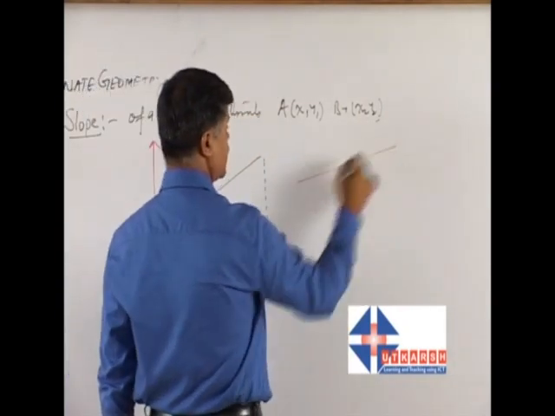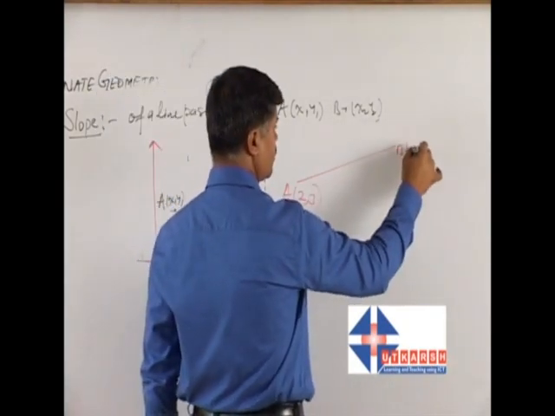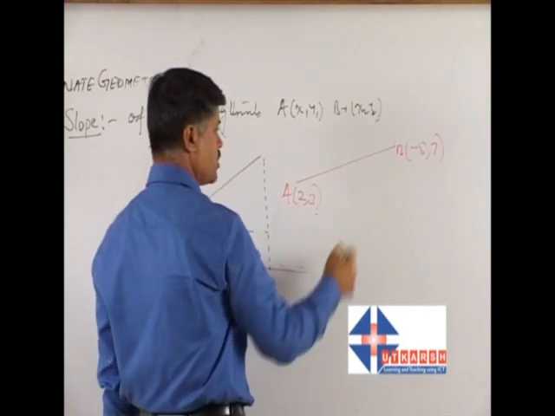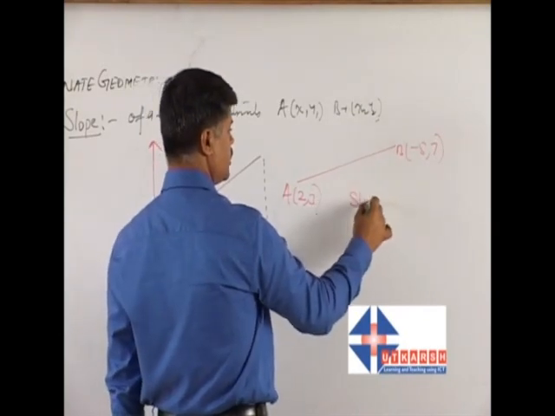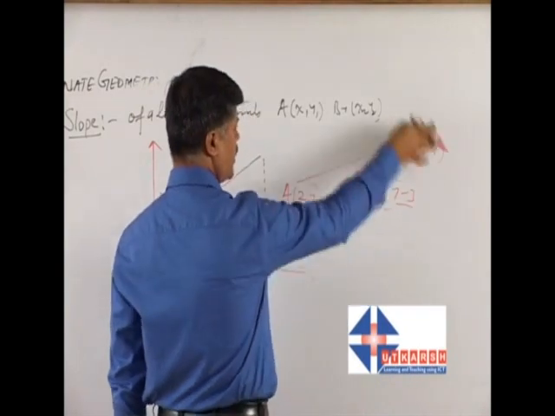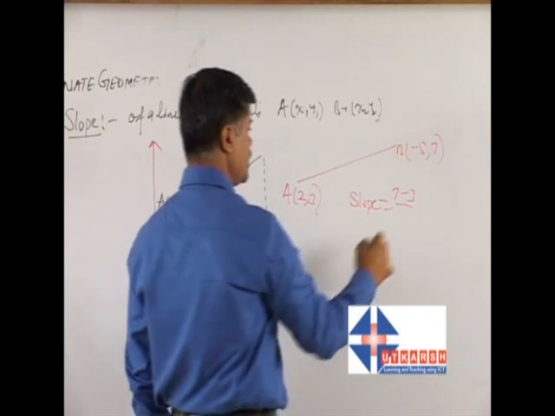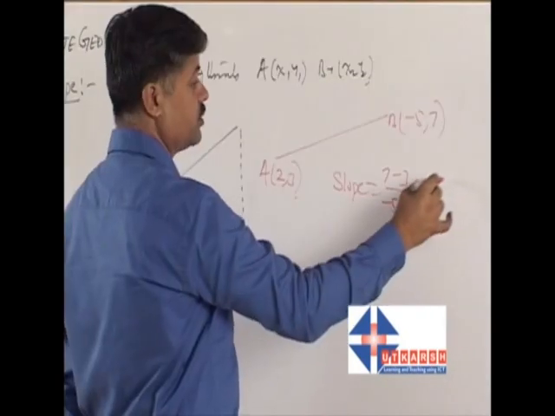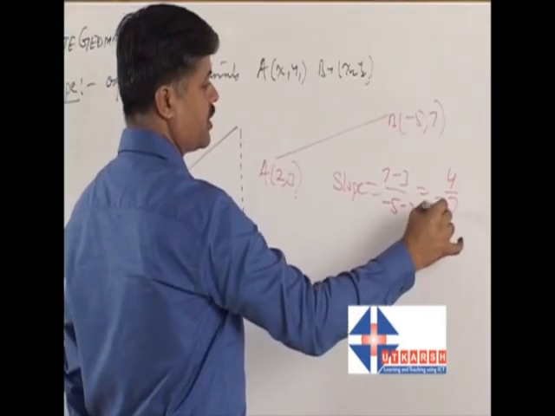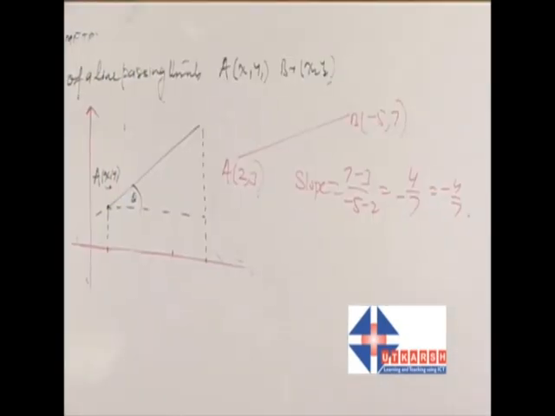If the points are like this, A is (2, 3) and the other point is, say, (-5, 7). Now the slope is equal to 7 minus 3. You may take 3 minus 7, but whichever point you take first, take that one first. 7 minus 3 upon minus 5 minus 2. This is 4 upon minus 7. This will be minus 4 by 7. This is how you will get the slope.